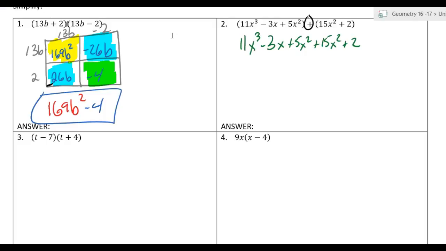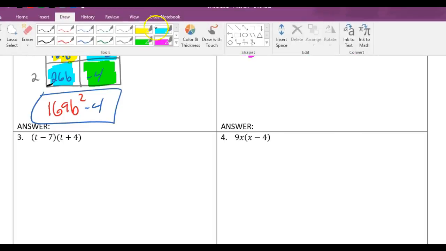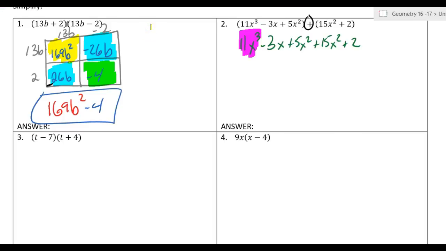And with these, we always want to start with the largest exponent, which is just x to the third. Are there any other x to the thirds? There are not. So then we go to the next one, x squared. So I have a 5x squared here and a 15x squared. So those will be like terms. I'll be combining those. And we work our way down. So we got the x squareds. Now we just have the x. And then finally we have our constant.